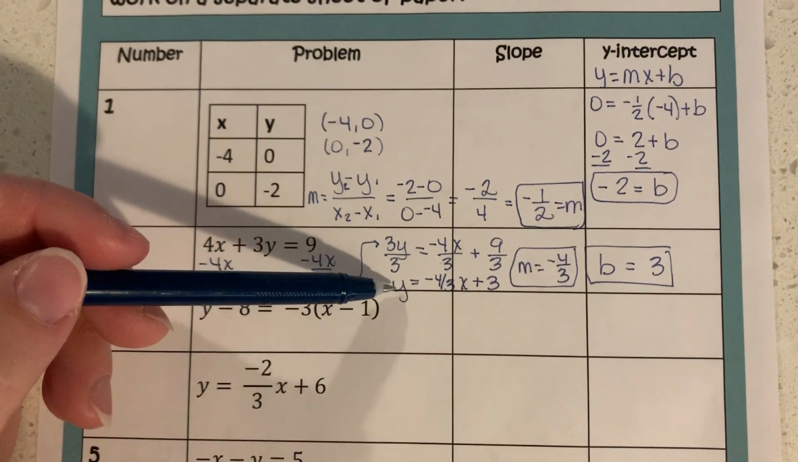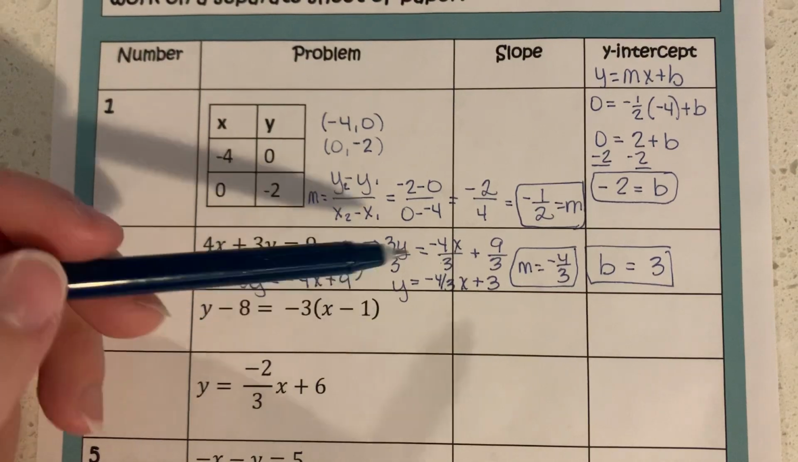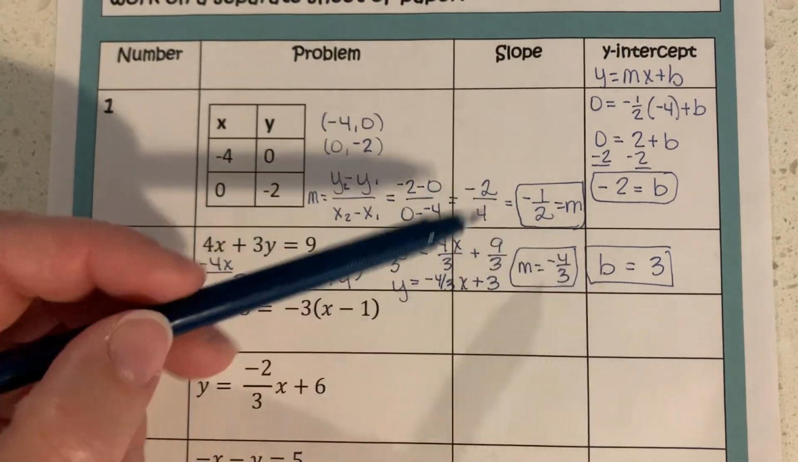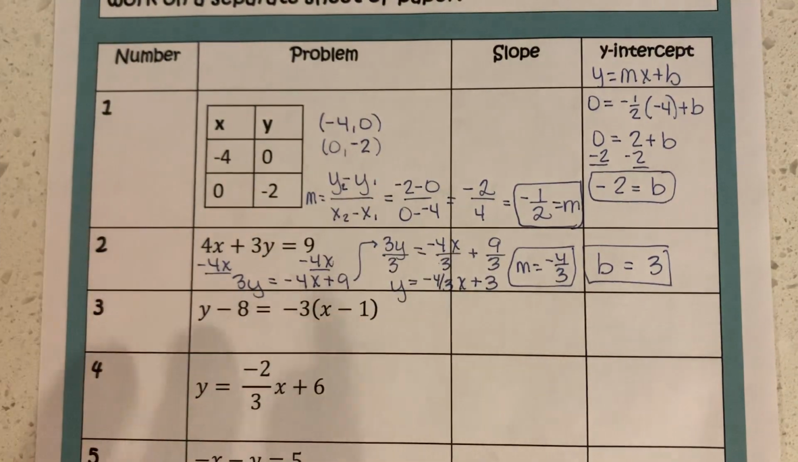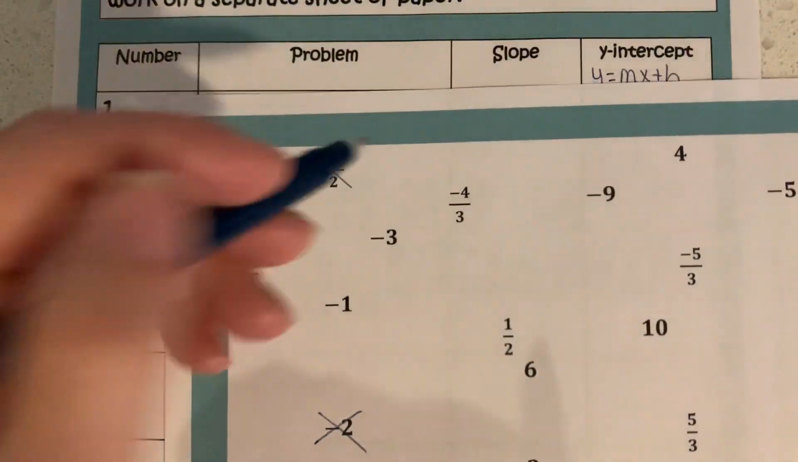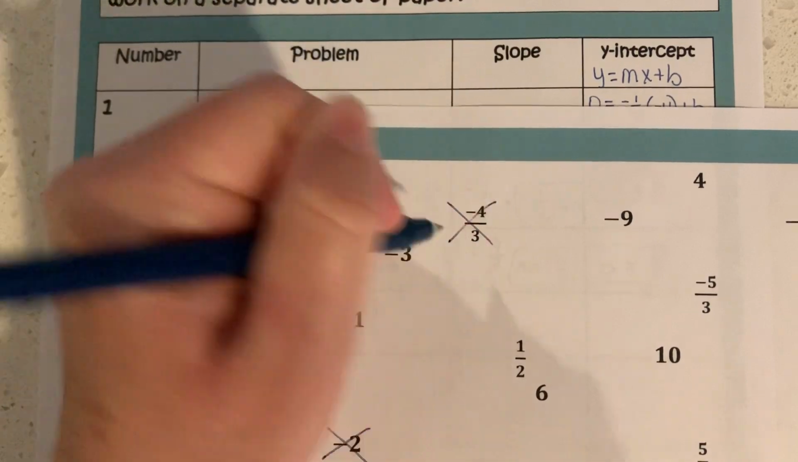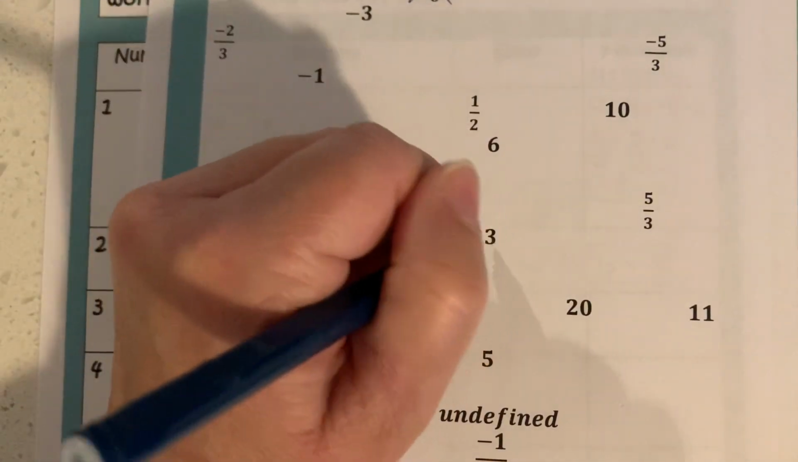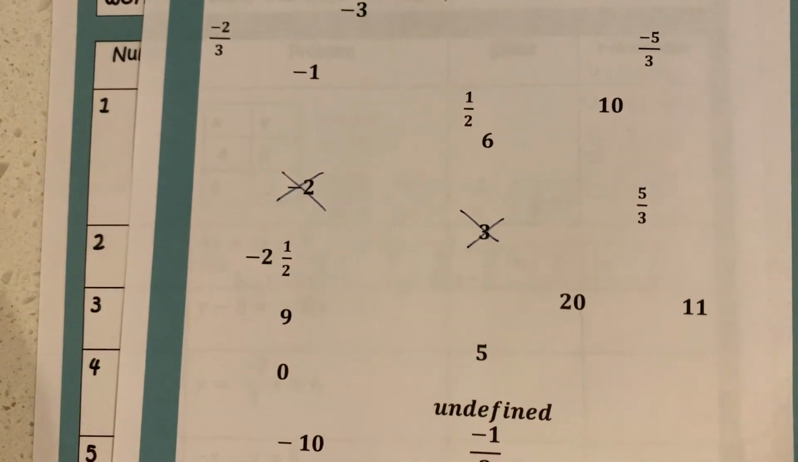So I can look at this equation and I can tell that my slope is -4/3 and my y-intercept is 3. So I'm going to go back over to my paper. Sure enough, I see a -4/3, so I'm going to cross that out. And then the next one was 3, and here's a 3 right in the center. So I'm going to cross that out.